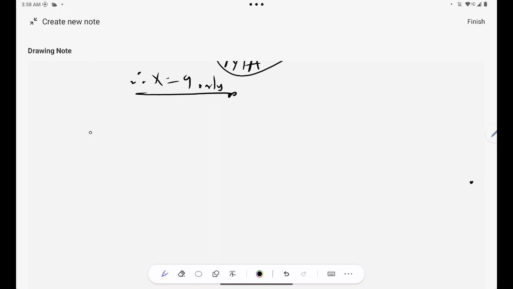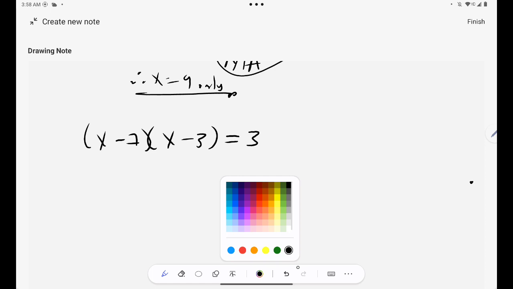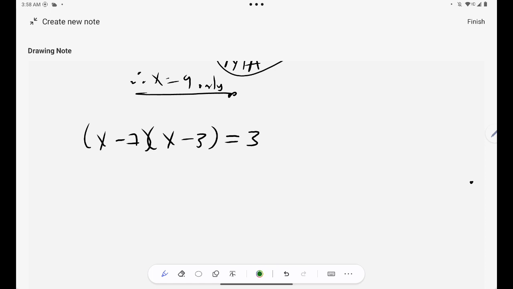Let's say we had something like this: x minus 7, x minus 3 equal to 3. Please don't do this, you'll get arrested, guys. Don't say x minus 7 is 3 or x minus 3 is 3. You'll get arrested. Don't do this. The math gurus will arrest you.